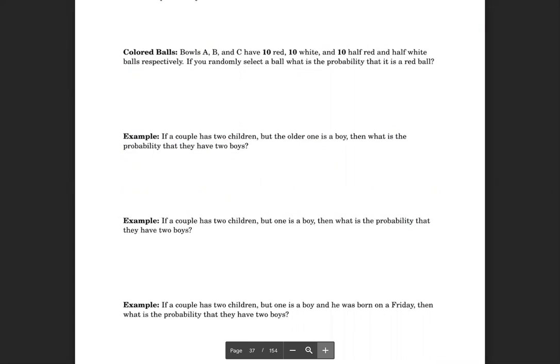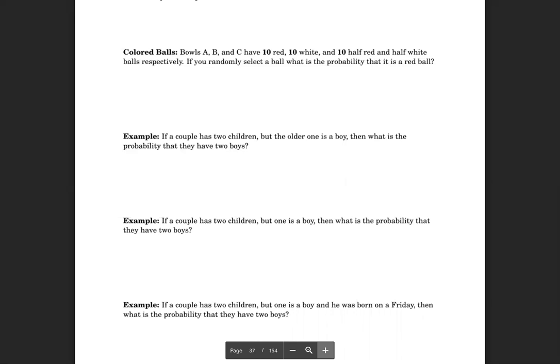So the first one is, if a couple has 2 children, but the older one is a boy, then what is the probability that they will have 2 boys? So you have a couple who has 2 children, but the older child is a boy, or maybe the younger child is a boy. I don't think it really matters. So then what is the probability that they will have 2 boys? What do you guys think?